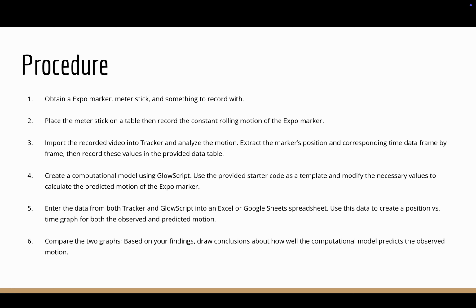We used the provided starter code template and modified the necessary values to calculate the predicted motion of the expo marker. We then entered the data from both Tracker and GlowScript into Excel, using this data to create a position versus time graph for both the observed and predicted motion. Lastly, we compared the two graphs based on our findings and drew conclusions about how well the computational model predicts the observed motion.